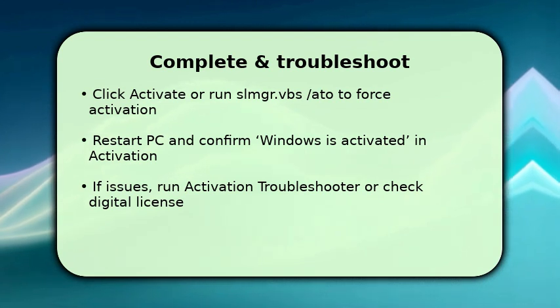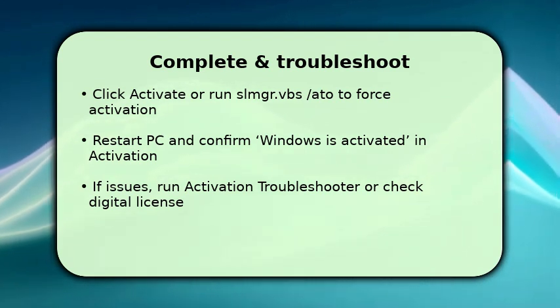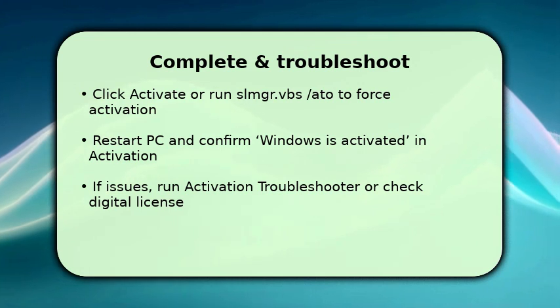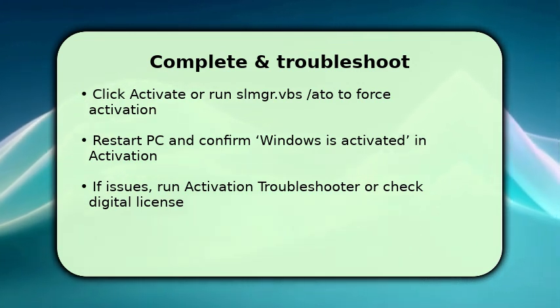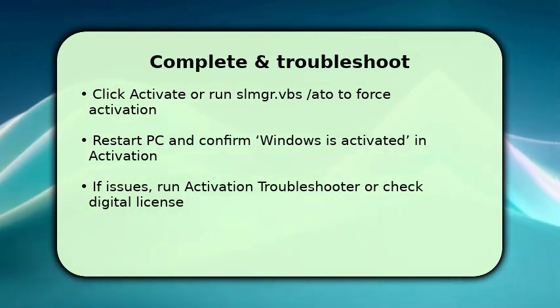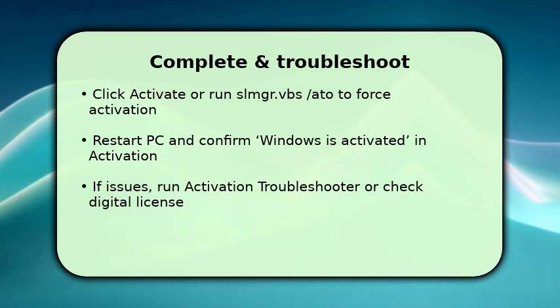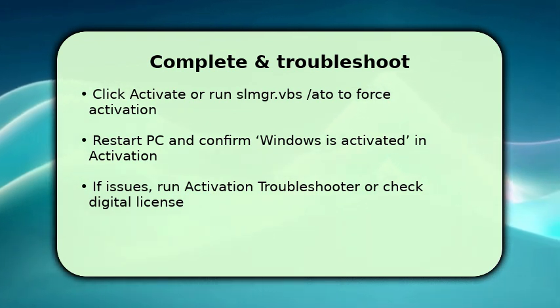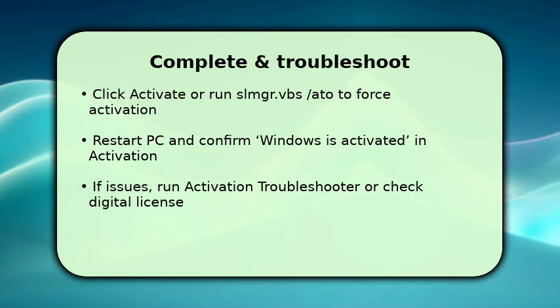After reboot, return to activation and confirm Windows is activated with the correct account or digital license. If activation fails, run the activation troubleshooter, verify your key matches the installed edition, and make sure your time/date and internet are correct.